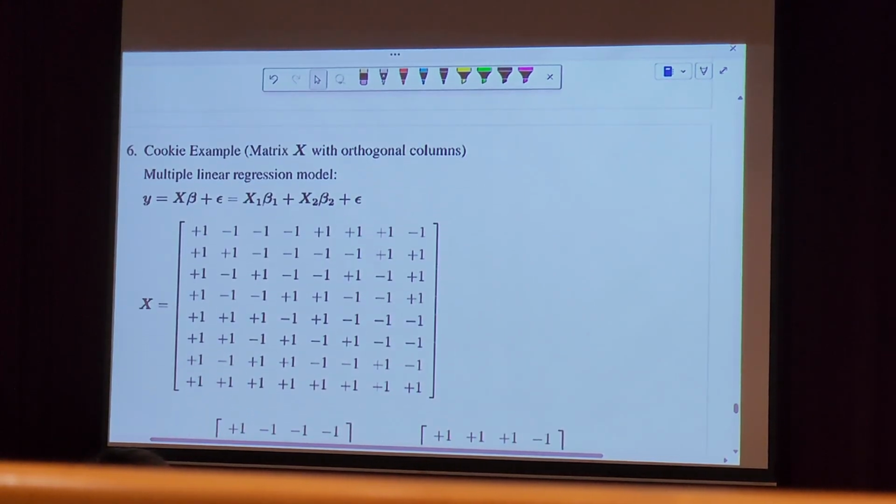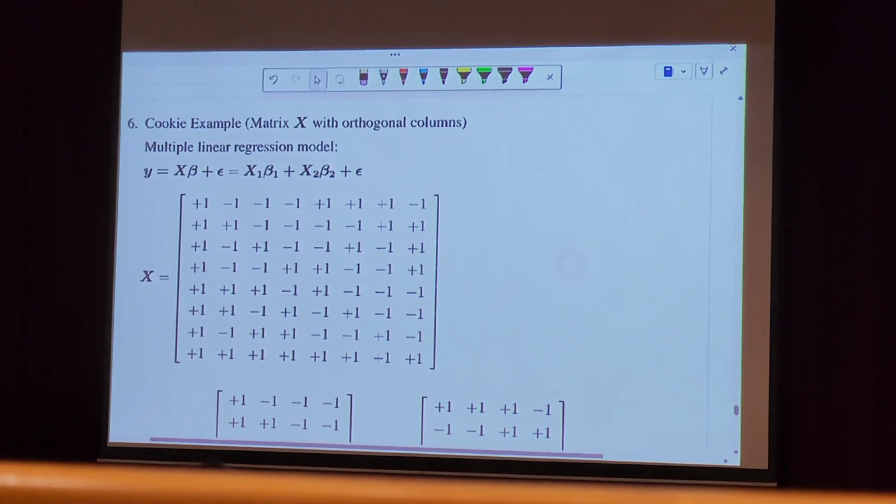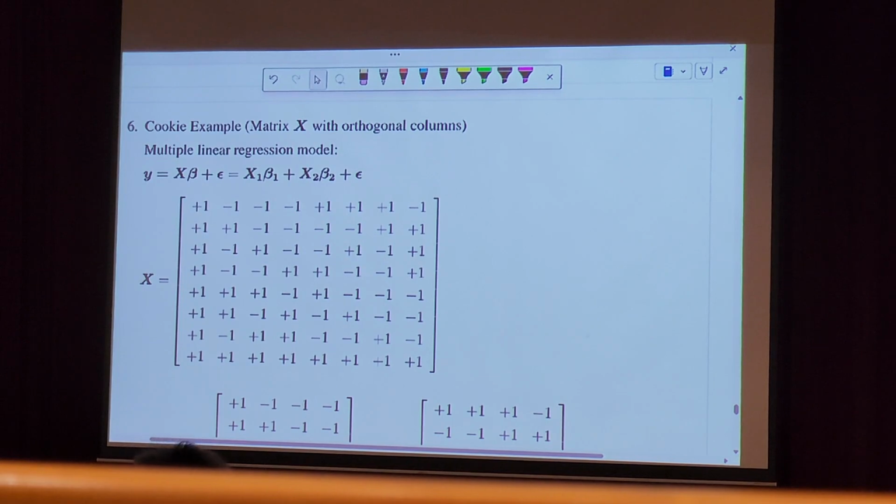So same thing for the other one. So for the cookie example, I make 8 batches, and here's my design. For each, 1, 2, 3, 4, 5, 6, 7, 8, each time I make it, I decide what are the settings that I need to use. So this is the setting that I'm using.